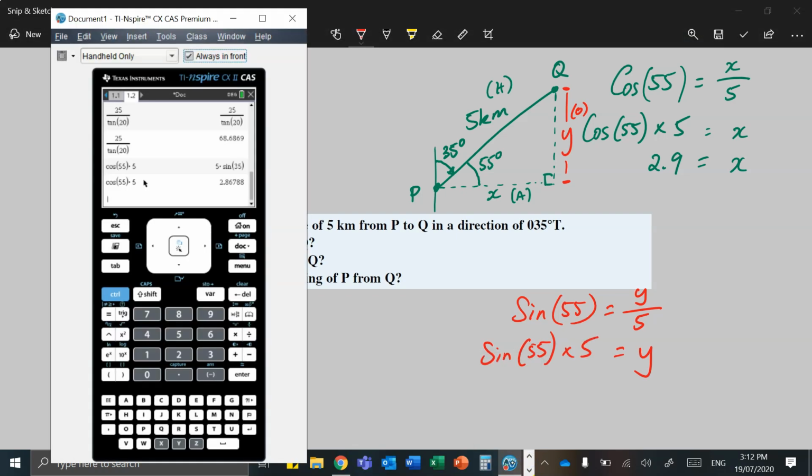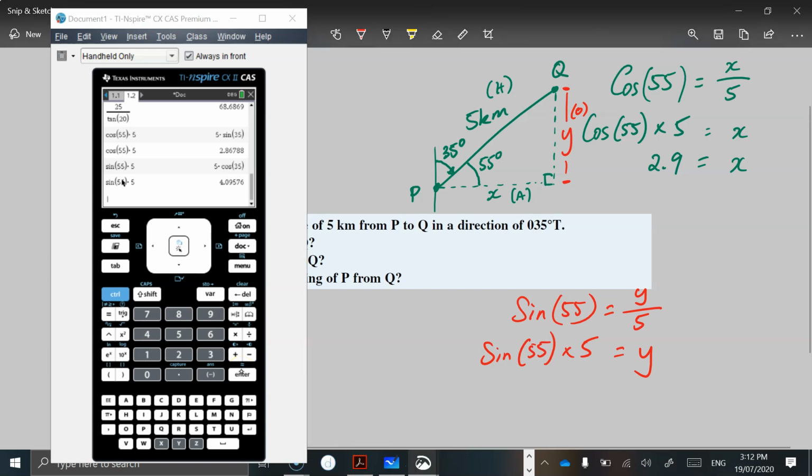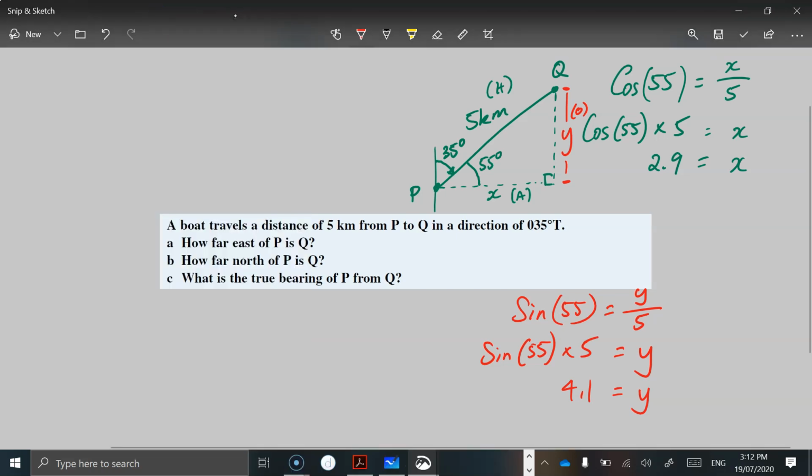Okay, so bring this back up. We'll go sine of 55 times 5 is equal to 4.1. Okay, so y is equal to 4.1. All right, and then lastly, what is the true bearing of P from Q?